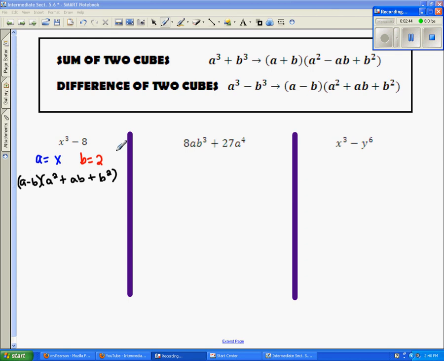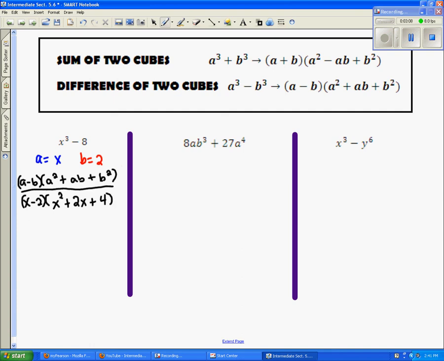So my answer is going to be x minus 2 times, now a squared means I just have x squared, plus a times b, that gives me x times 2, which is just 2x, plus b squared. Well, 2 squared is 4. So this is going to be my solution for this example.